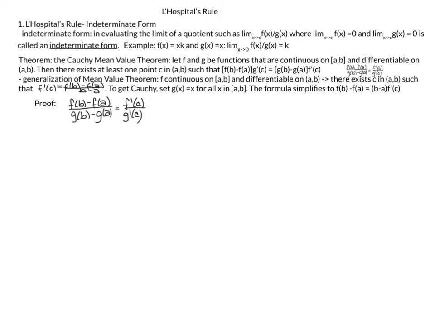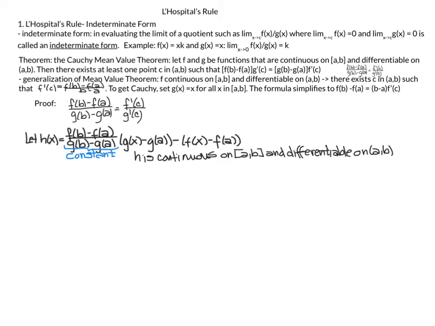And now we are ready to prove the Cauchy mean value theorem. We are going to start by letting h of x equal this constant over here. And I know it looks like a big term, but it's just a constant, times g of x minus g of a, minus f of x minus f of a. And since h is a kind of linear combination of f and g, which are both continuous on the closed interval and differentiable on the open interval, then h is also continuous on the closed interval and differentiable on the open interval.